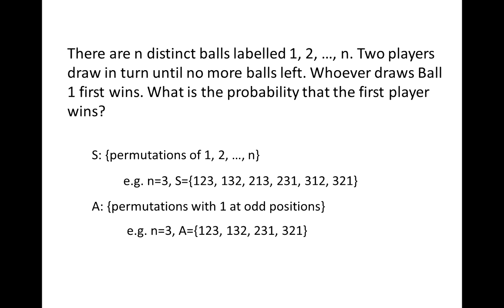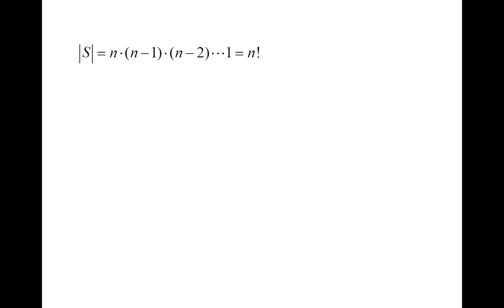After describing S and A, we continue to calculate their size. For the size of S, based on the formula of permutation, it is equal to n times n minus 1 times n minus 2 until 1, which is equal to n factorial.